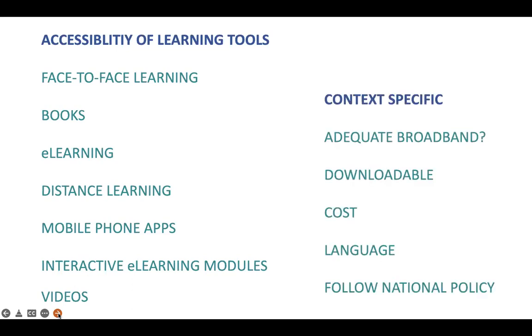Next. But they do need to be context specific. So if you don't have adequate broadband, however wonderful a piece of e-learning you do, it may be difficult for somebody to take part. And particularly if it isn't downloadable somewhere where you haven't got easy and constant and reliable access to internet. We need to think about cost, which is efficiency. Have we got it in the right language? And we really, above all, must follow national policy. Next.